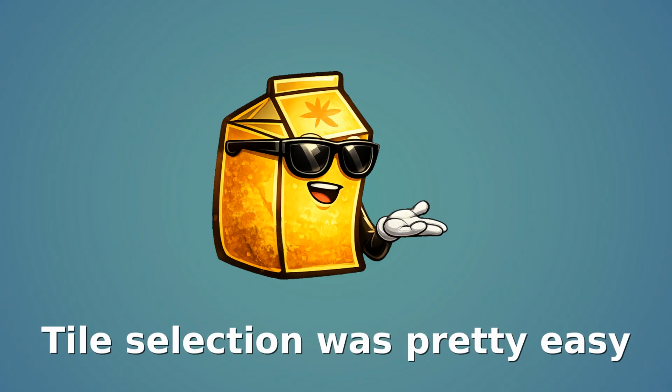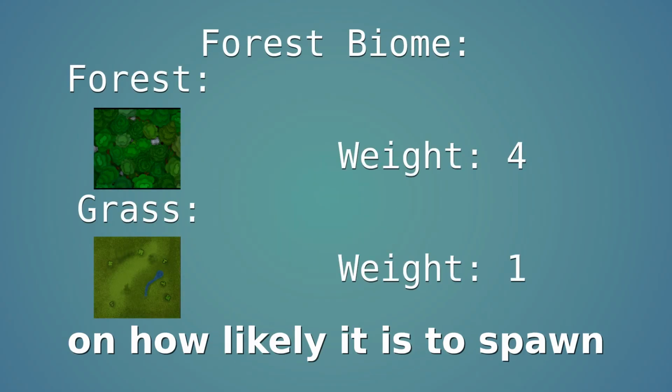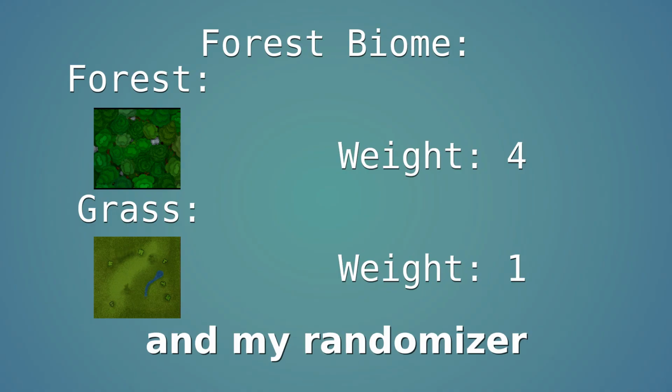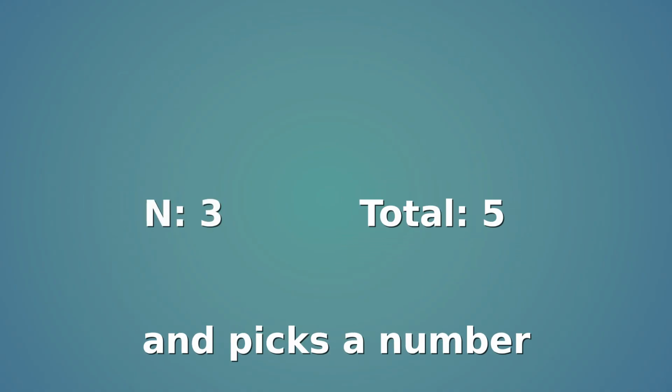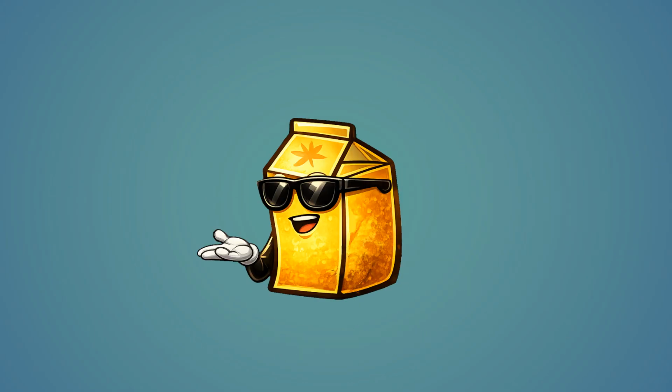Tile selection was pretty easy. Each biome has specific tiles to choose from, each with their own weight on how likely it is to spawn. This is how ore generation in Minecraft works, and my randomizer adds the total weight of all the tiles and picks a number somewhere in between, and boom, tile selected. Pretty simple and a predictable outcome. It's the same with every seed.